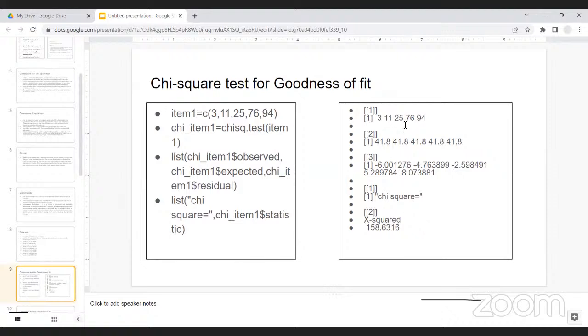So here you will find the first 3 is less than the expected frequency. Therefore, you will find the residual is negative. Okay. And after that, the observed frequency is higher than the expected frequency. So the residual is positive. The chi-square value is 158.6316. So that is the chi-square value. Is it clear to all of you?